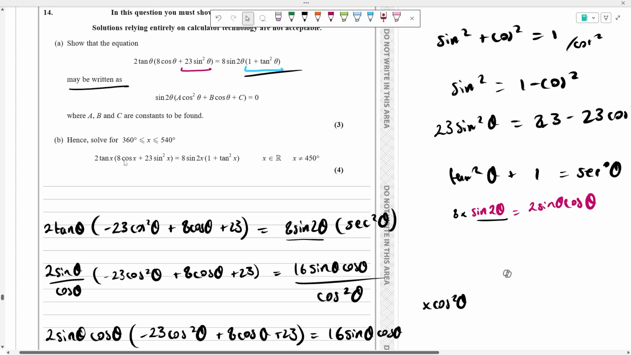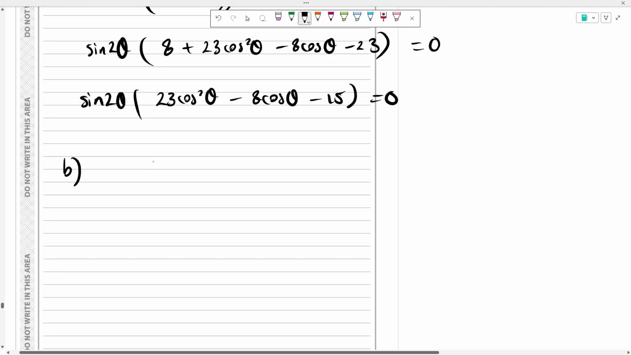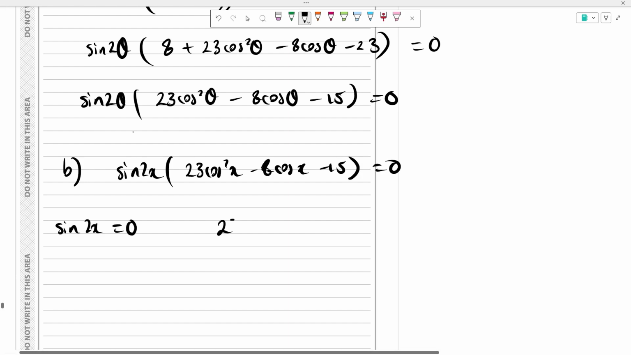And then hence, solve for 360 is less than or equal to x is less than 540, where we have essentially this. The only difference I can see between these two equations is that the thetas have been converted to x's. So for part B we are essentially solving what we've got here: sine 2x, 23 cos squared x minus 8 cos x minus 15 is equal to 0. Therefore, we end up with two equations where sine 2x is equal to 0, or 23 cos squared x minus 8 cos x minus 15 is equal to 0.